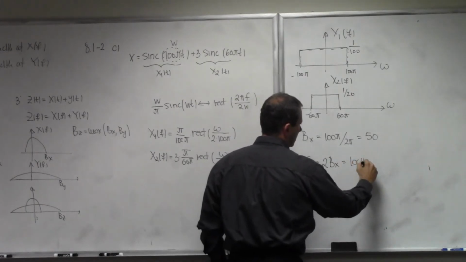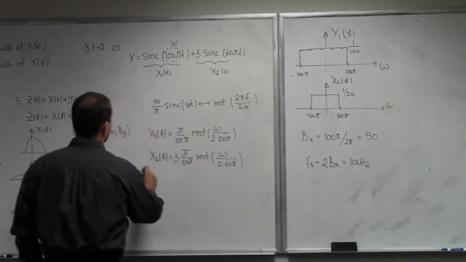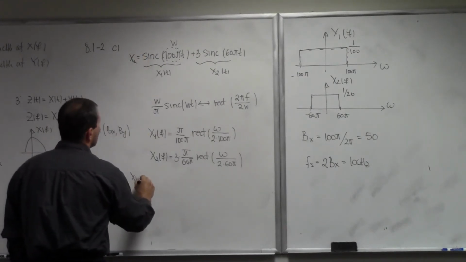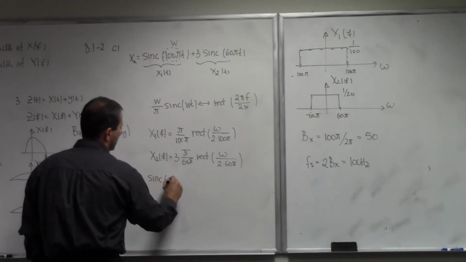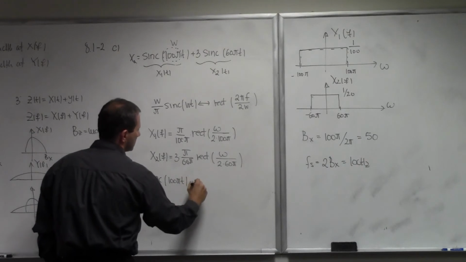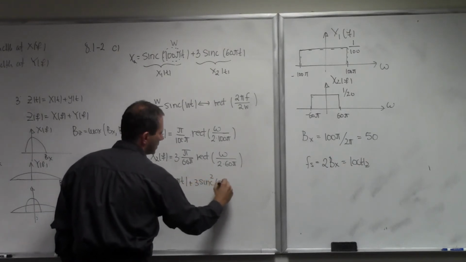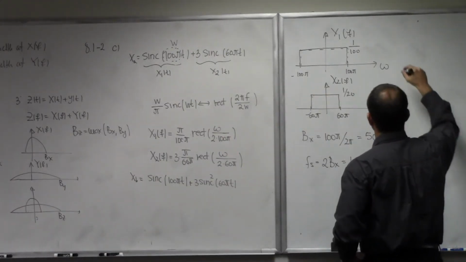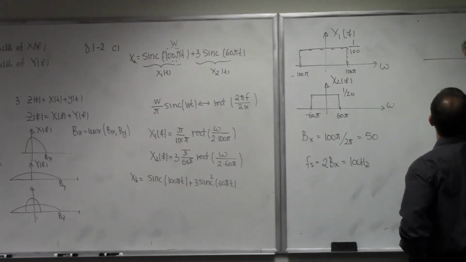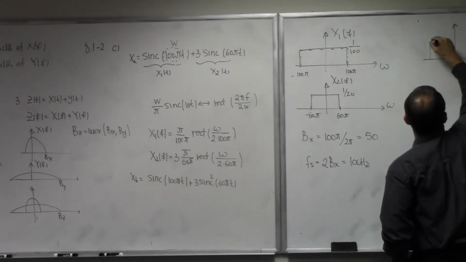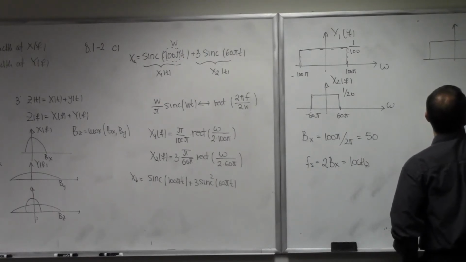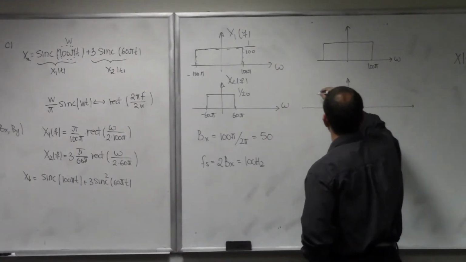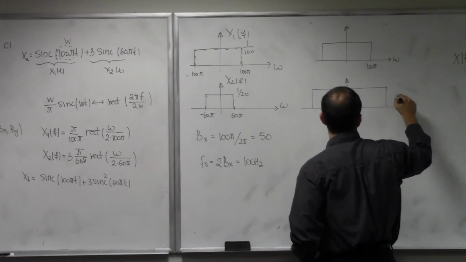and the sampling frequency would have to be 2 times the bandwidth, which is 100 hertz. Now, if I define a second signal, xb, as sinc of 100 pi t plus 3 sinc squared of 60 pi t, then as far as x1 is concerned, it stays the same, right? So I have the bandwidth like this, 100 pi. And when I draw the second one, it actually extends to 120 because it's sinc squared.